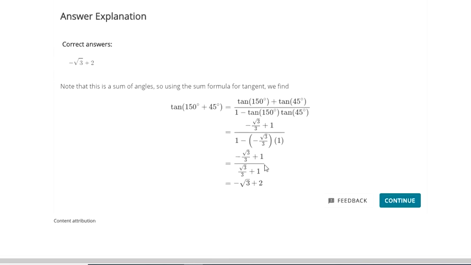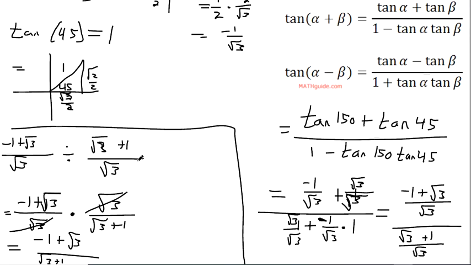Oh, so there is something we could have done to simplify. Let's see what they did. Square root of 3 plus 2. I mean, there's a lot of steps that they went through to get from here to here. Luckily, it accepted our answer.